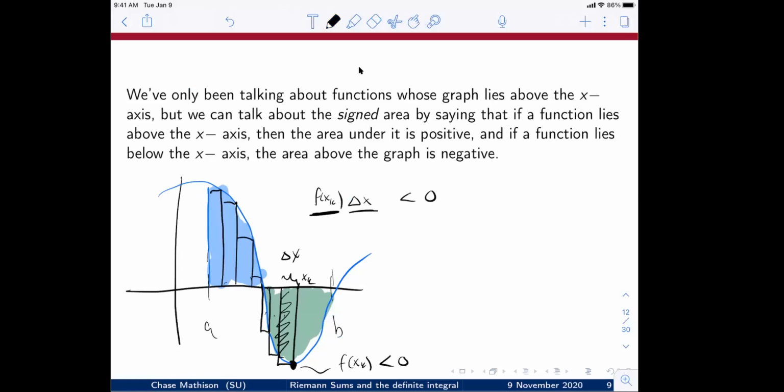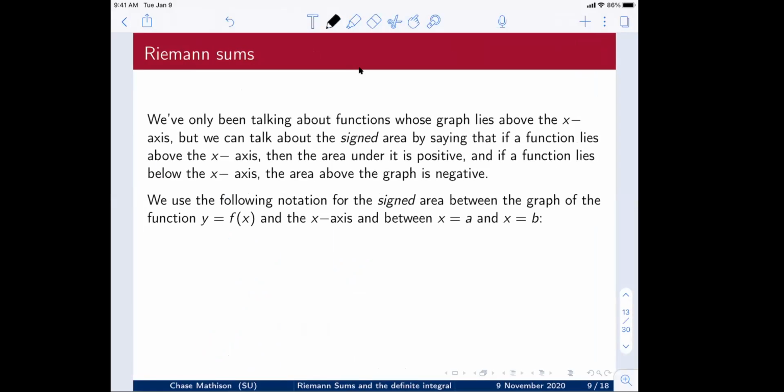So this isn't really new. We're just extending the idea of area to signed area. So we could have 0 as an area under the curve. We could have negative areas under the curve, and that's totally fine now. Okay.